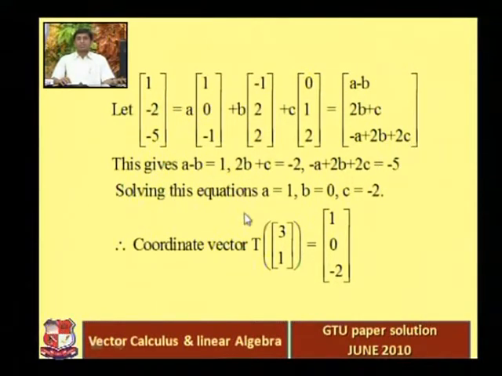Solving these equations, you will get a is equal to 1, b is equal to 0 and c is equal to minus 2. How do we solve these 3 equations? Using matrix. You have to convert these equations into an augmented matrix, right? 1 minus 1 1 minus 1 0. From this equation you will get 0 to 1 and then 1 to 2.